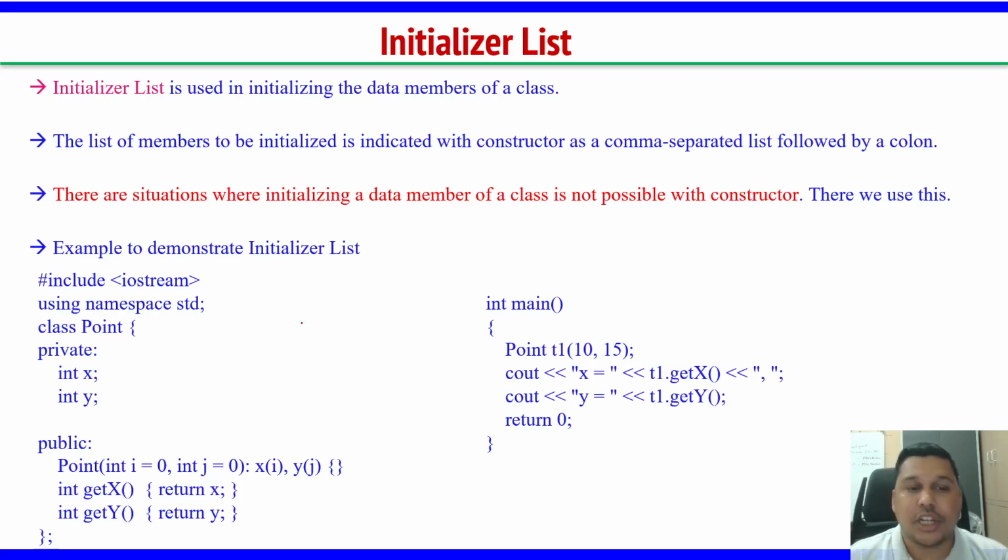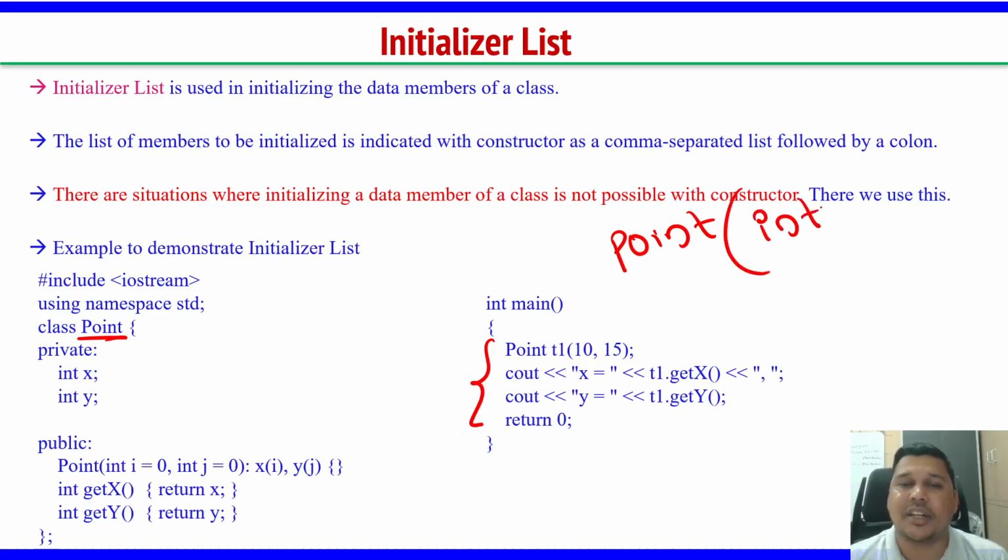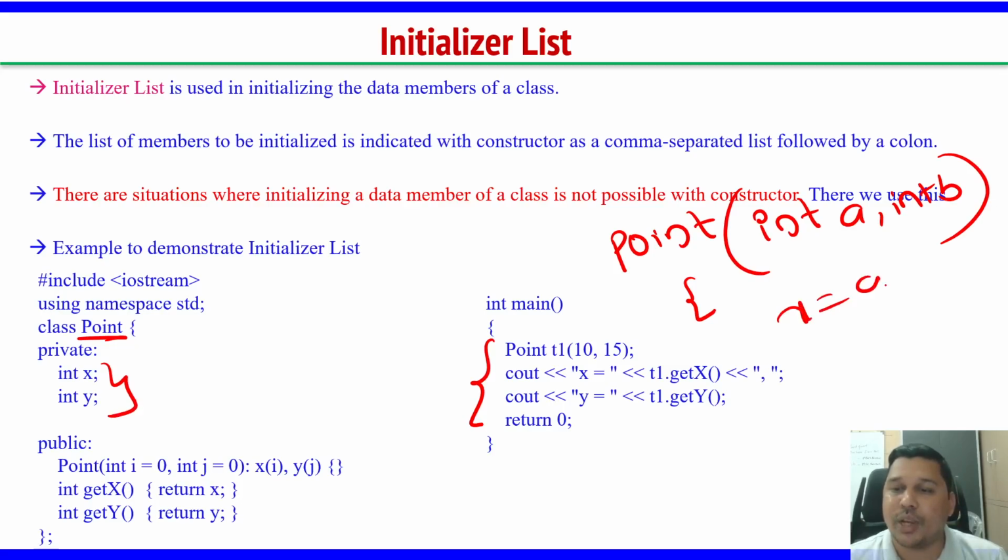Generally, how do you write a constructor? With the class name. What is the class name? Point. See the main function: Point t1(10, 15). So I am passing parameters. I can easily create a parameterized constructor here. I can give int a, comma, int b. This is a parameterized constructor, and I am defining it inside the class. The variables are x and y. I can write x equal to a and y equal to b. I can do this using a parameterized constructor.